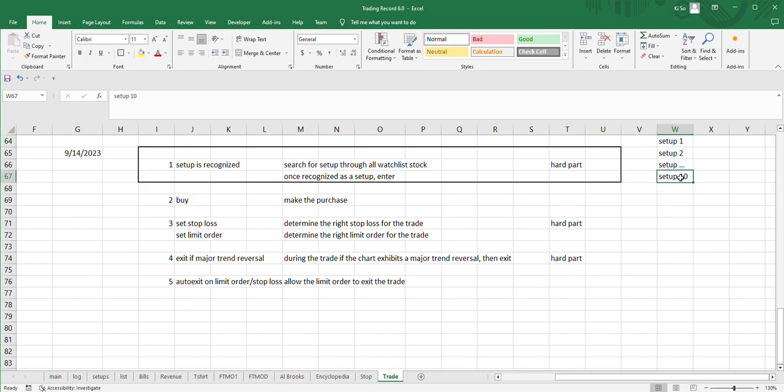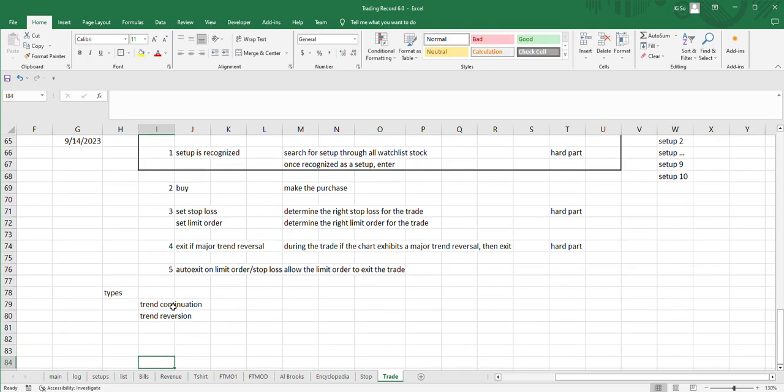I heard that novice day traders are just in search of setups. The hardest part is waiting for that particular setup to occur. So what have I been trading? What kind of setups have I been looking at at this point? Essentially there are just two types. The first is trend continuation. The other is trend reversion. That's it. There are just two types of trading.